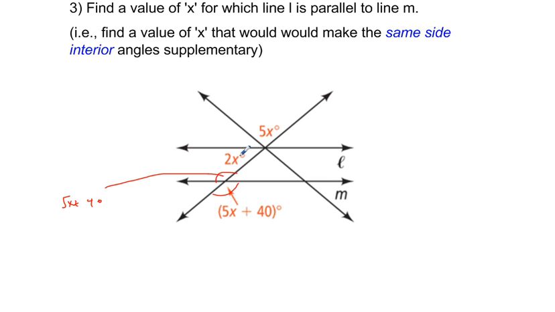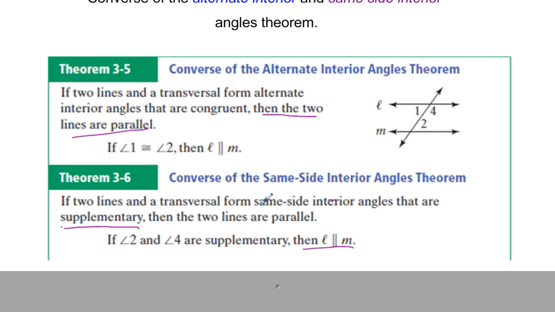If I can find a value of x that would make these two same side interior angles supplementary, then line L would be parallel to line M. Again, because these are vertical angles, if this angle is 5x plus 40, then so must this angle be 5x plus 40. That's the vertical angle theorem. So you'll also notice that if this angle is 5x plus 40 and this is 2x, these are same side interior angles. If two same side interior angles are supplementary, then the two lines must be parallel.